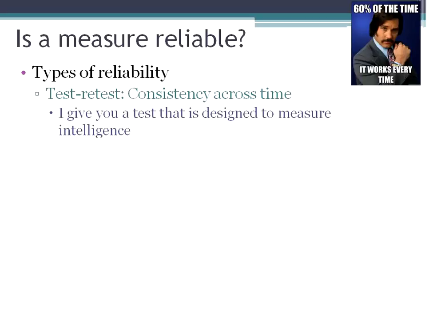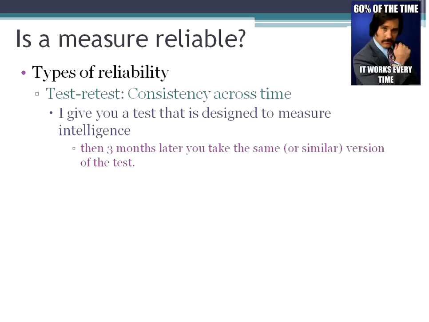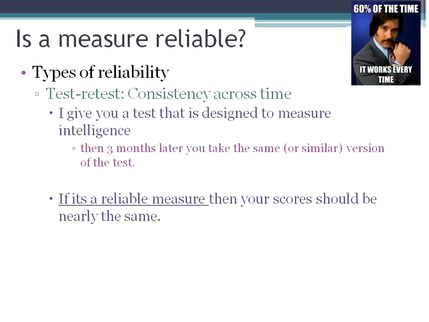So if I give you a test that's designed to measure intelligence, or if I give you a version of the ACT, and then 3 months later I have you take the same or similar version of the test, and you haven't studied or done anything different in those 3 months, if those tests are reliable, then presumably your scores should be nearly the same. Right? If you take the ACT in March and then you take it again in June and you haven't studied or done anything differently, and it purportedly measures college readiness, which is a stable construct, then theoretically your score should be about the same. Okay? Consistency over time.